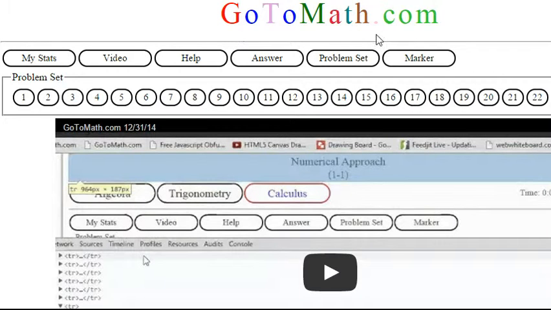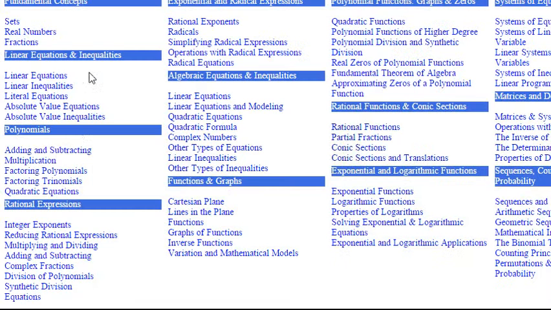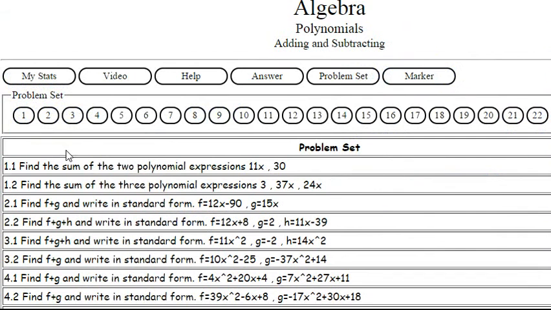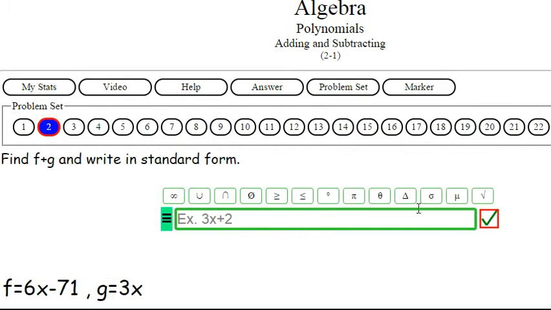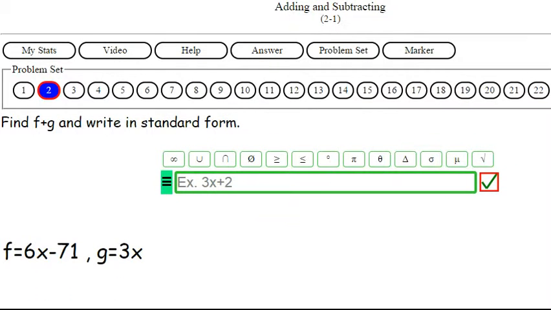Okay, so we're over here at gotomath.com looking at some algebra. Let's go down to adding and subtracting polynomials, and let's take a look at 2.1. It says find f plus g and write in standard form. They give us f, and they give us g, and we want to write those in standard form. So let's go ahead and write this down first off.